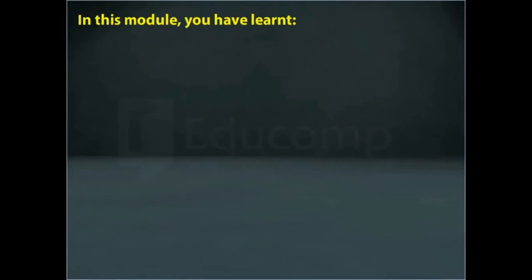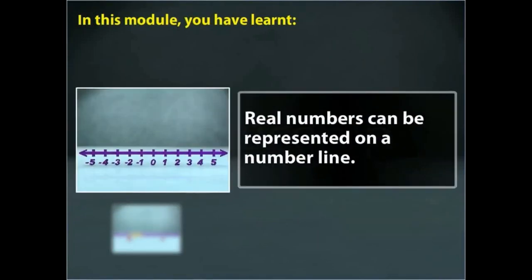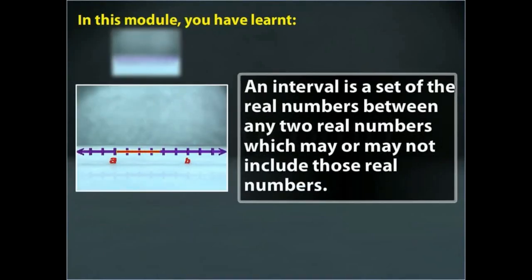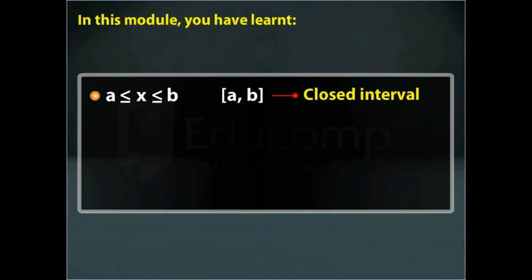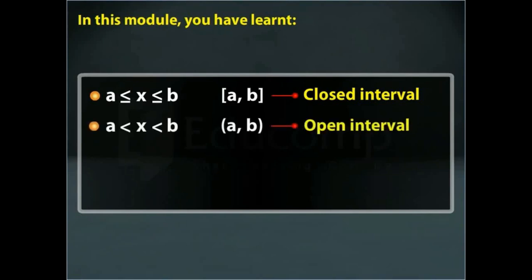In this module you have learnt, real numbers can be represented on a number line. An interval is a set of all real numbers between any two real numbers which may or may not include those real numbers. An interval that includes the real numbers at both ends is called a closed interval. A closed interval is denoted by square brackets. An interval that excludes the real numbers at both ends is called an open interval. An open interval is denoted by a parenthesis.